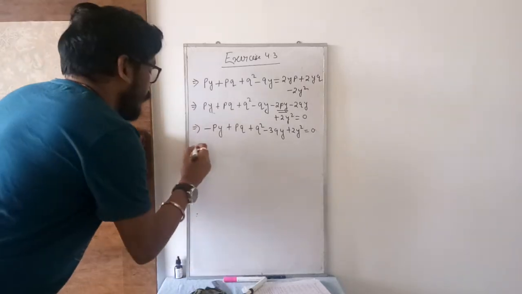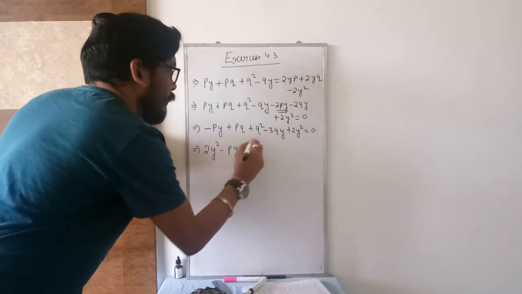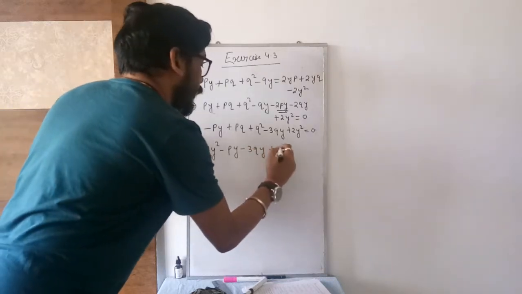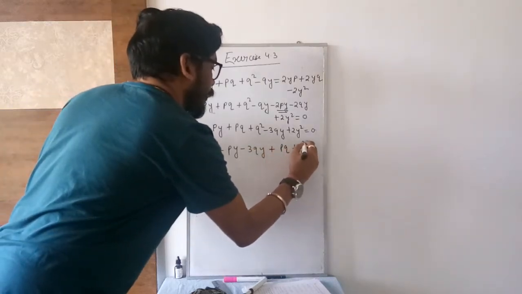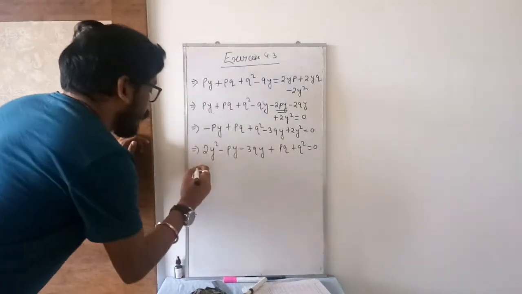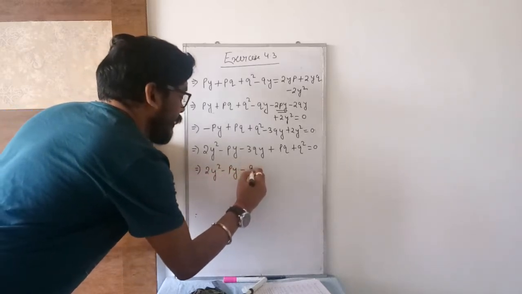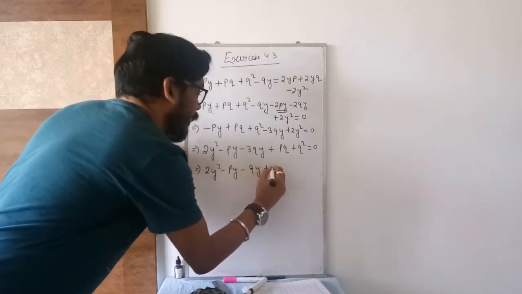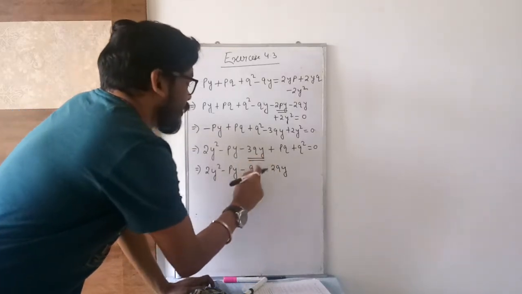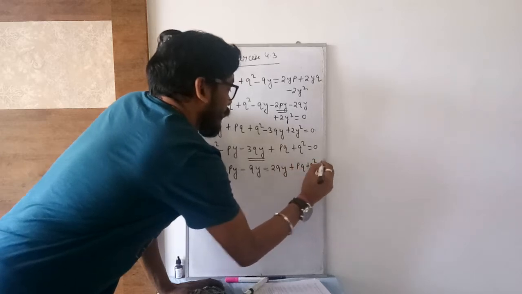So what you got here, let me write the y square, highest power, first. 2y square minus py minus 3qy plus pq plus q square. Next you see 2y square minus py, let me split and write here minus qy minus 2qy. This 3qy is again this way: minus qy minus 2qy plus pq plus q square equal to 0.